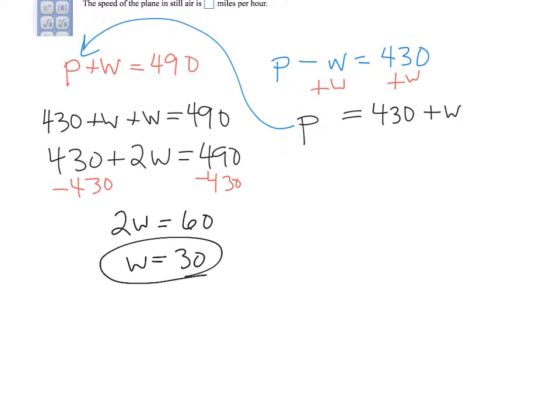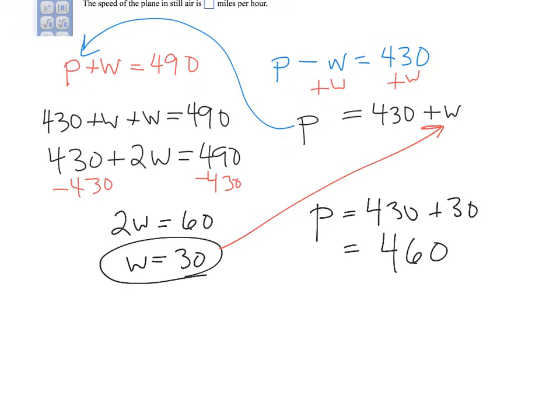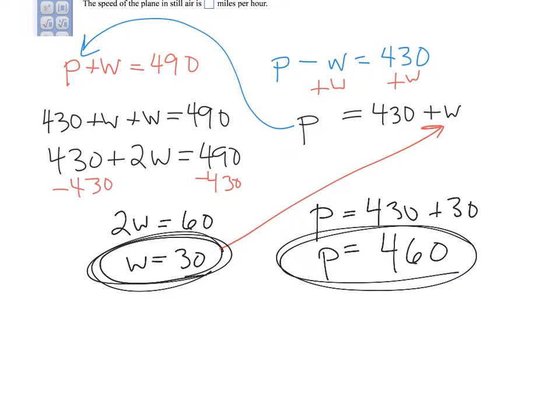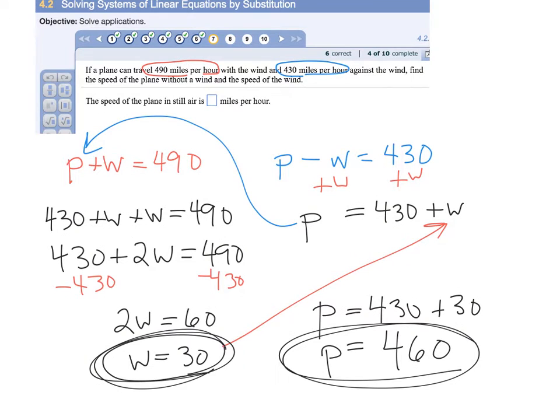So now that we know that the wind speed is 30, you can plug it in right here. And so that gives us P is equal to 430 plus 30. And so that tells us that the plane speed is 460 miles an hour. So there are our two answers. When you type those answers in, you need to make sure that you are putting in the answer in the right order. First, it's going to ask for the plane speed, in which case you would type in 460. Then it's going to ask for the wind speed, in which case you would type in 30.